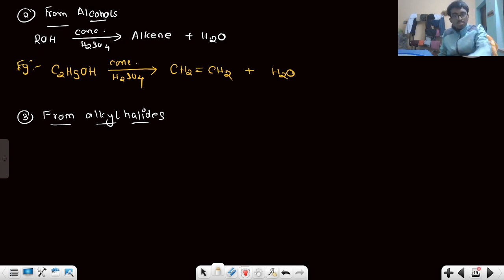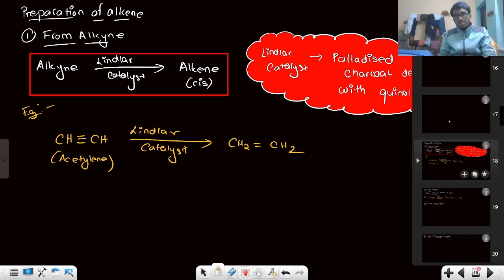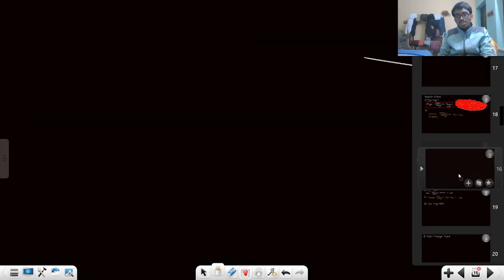Clear? Okay, now here in case of alkyne, one thing I forgot to tell you, that I will tell you now. Alkyne with Lindlar catalyst gives you alkene, and that alkene is actually a cis product. If I go for stereochemistry, geometrical isomerism, then that will give you a cis alkene. Clear? So let me write over here cis alkene. Let me take up a new page so that I can tell you more about this.